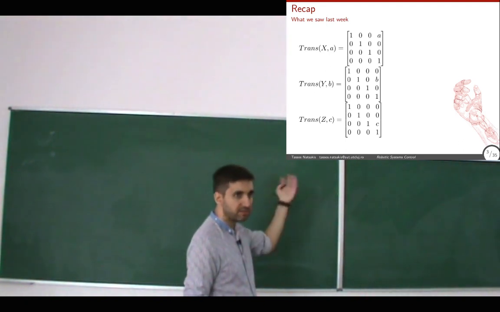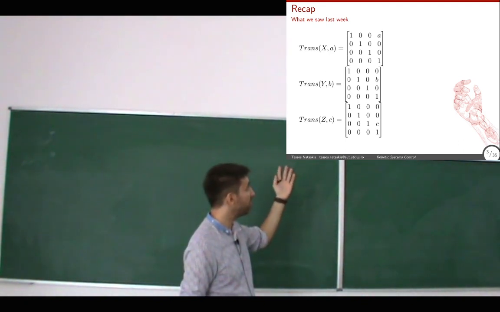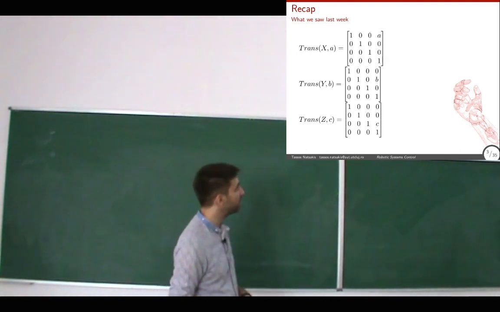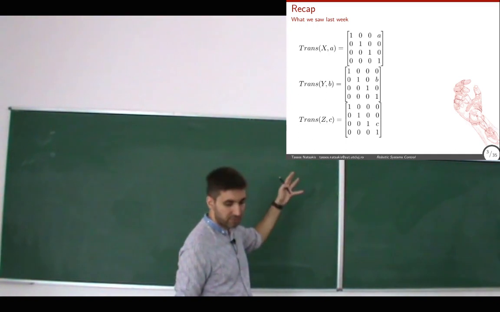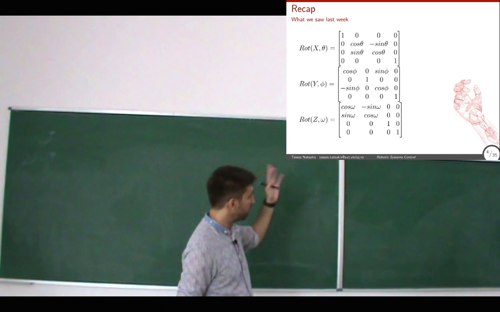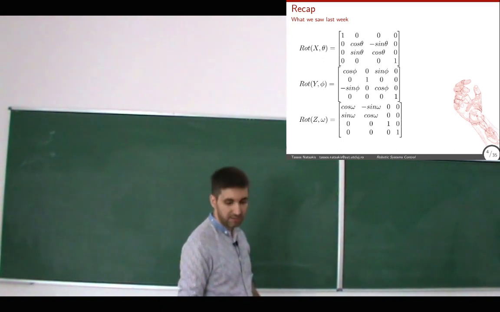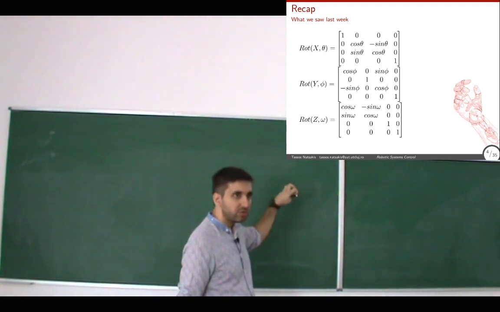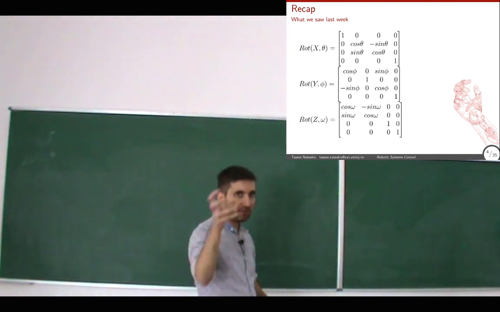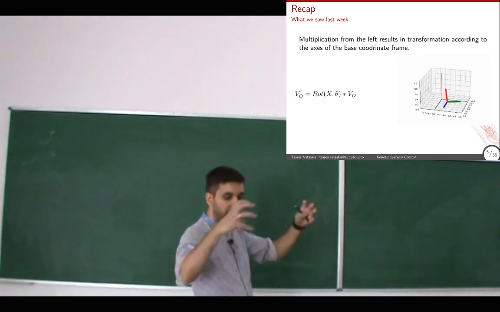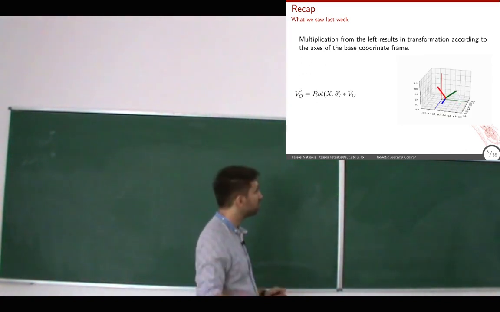We talked about these 4x4 matrices, which we call transformation matrices, homogeneous transformation matrices. Here we see the three translations, and here we see the three rotations around each one of the axes. Right? You remember we use this to transform things in space, rotate and translate. And we saw that we do this by multiplying, for instance, a coordinate frame.